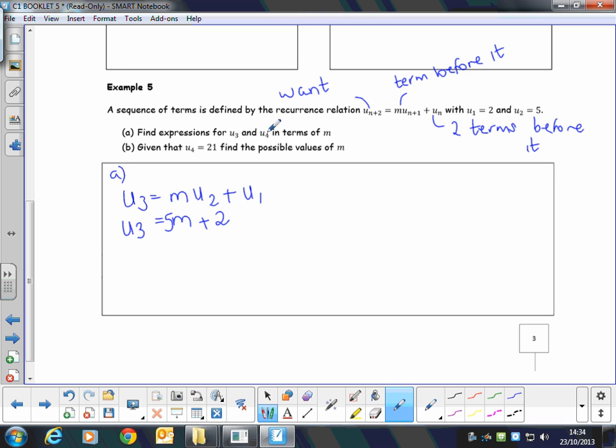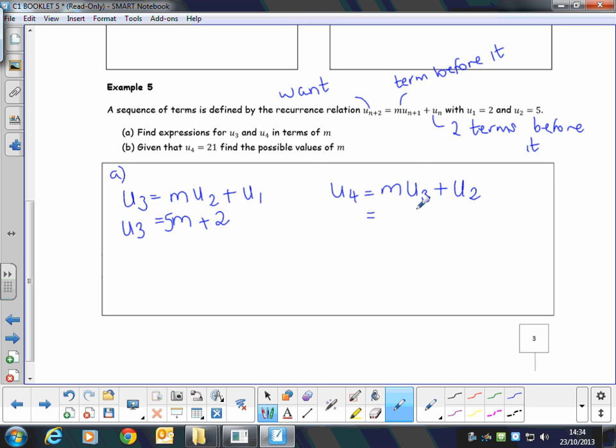And then to work out what U4 is, we look at the recurrence relation again. So U4 is the one that we want. We've got to do M multiplied by the term before it. So the term before U4 is U3. And then we add on two terms before the one we want. So two terms before U4 is U2.